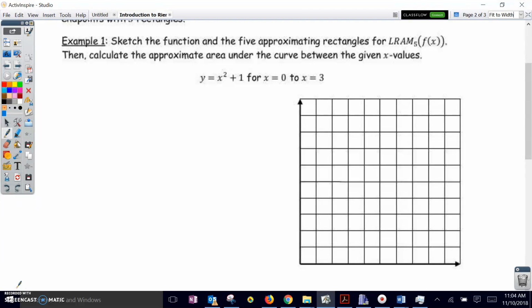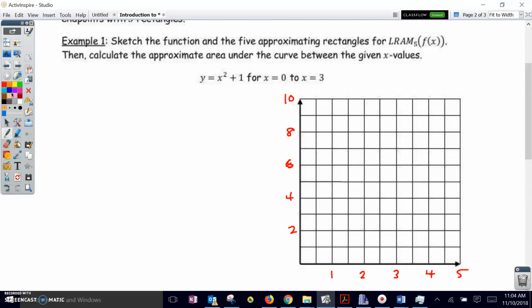Now I'm going to let each block horizontally stand for 1/2 unit, and I'll let each block vertically stand for 1 unit, so that I get a little bit bigger of a sketch of my graph to work with. And I'm just going to go ahead and plot values of y for the various x values.